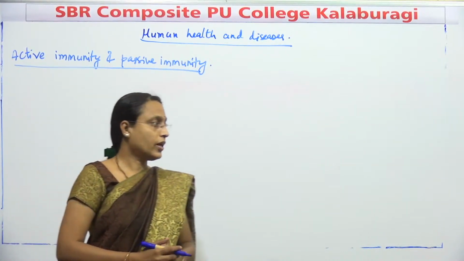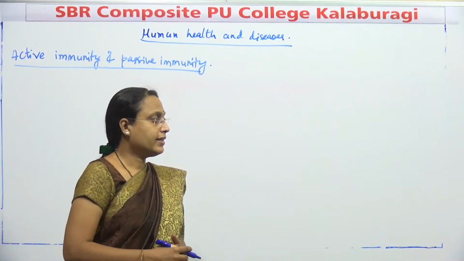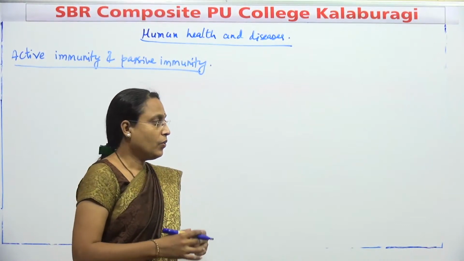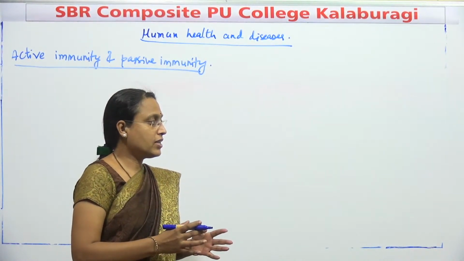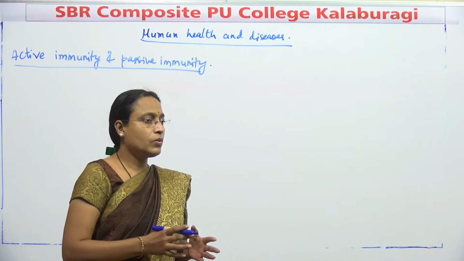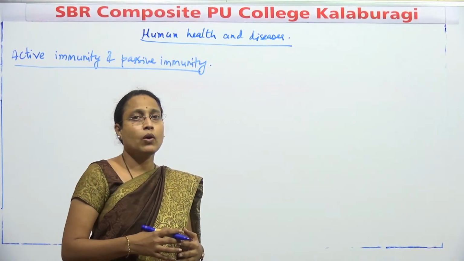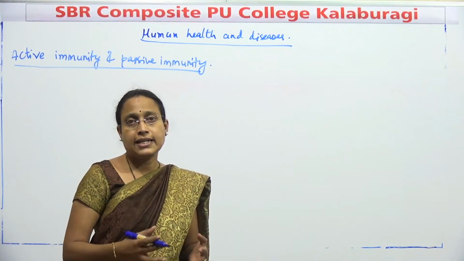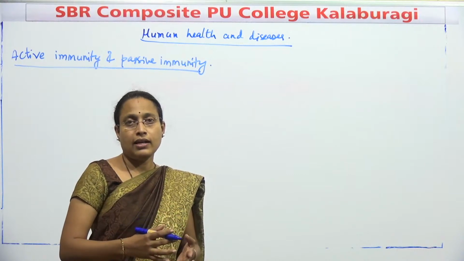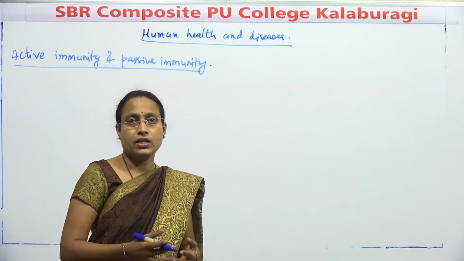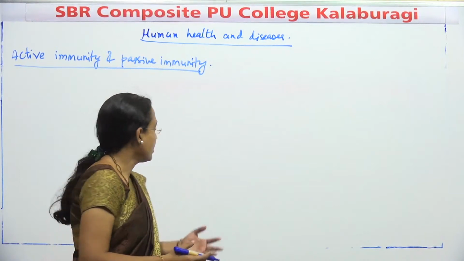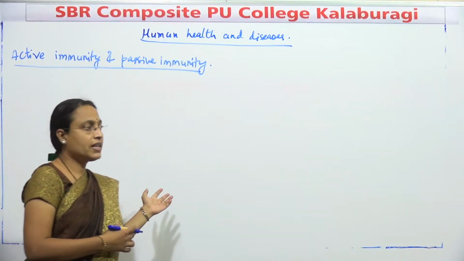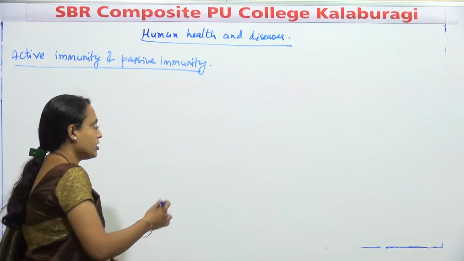Hello students, today I'll explain active immunity as well as passive immunity. On what basis can you tell them apart? You can tell on the basis of whether the antibodies are produced by our own body, or whether antibodies are injected externally into our body. Based on that, there are two types of immunity, active and passive immunity. So I shall explain this directly with the difference between active and passive immunity.